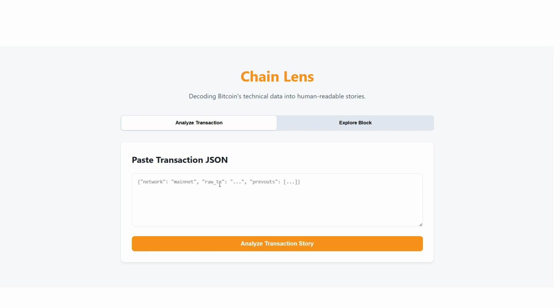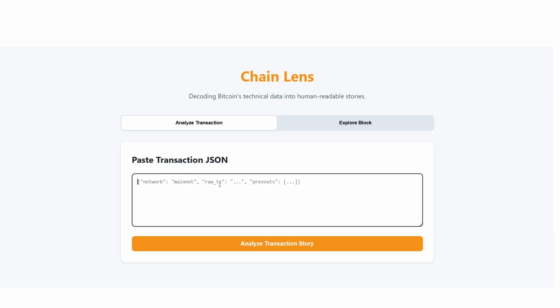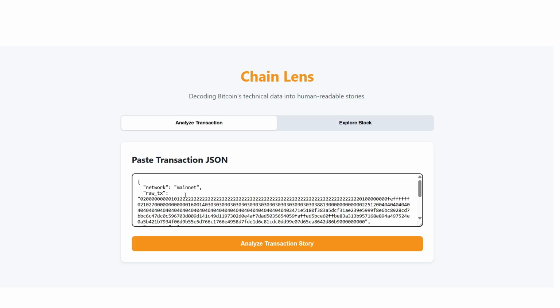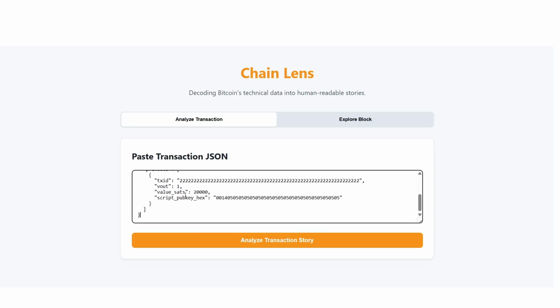Hello, welcome to my web UI for Chainlines, a tool that translates complex Bitcoin transactions into simple stories. Today, I will explain what a Bitcoin transaction is and how it works using this interface.